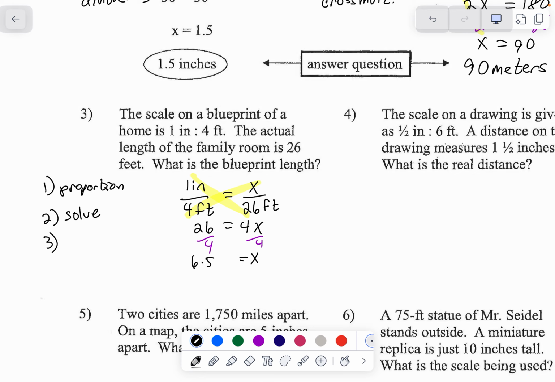And then our last thing is answer the question. If I came up to you and said, yeah, it's 6.5, that doesn't mean anything, right? It's 6.5 what? So always read that question one more time. The thing that has a question on it is going to point you into how to write your answer. It says, what is the blueprint length? So it's 6.5 what on the blueprint? 6.5 inches or feet? Inches. So make sure you write 6.5 inches. Okay?